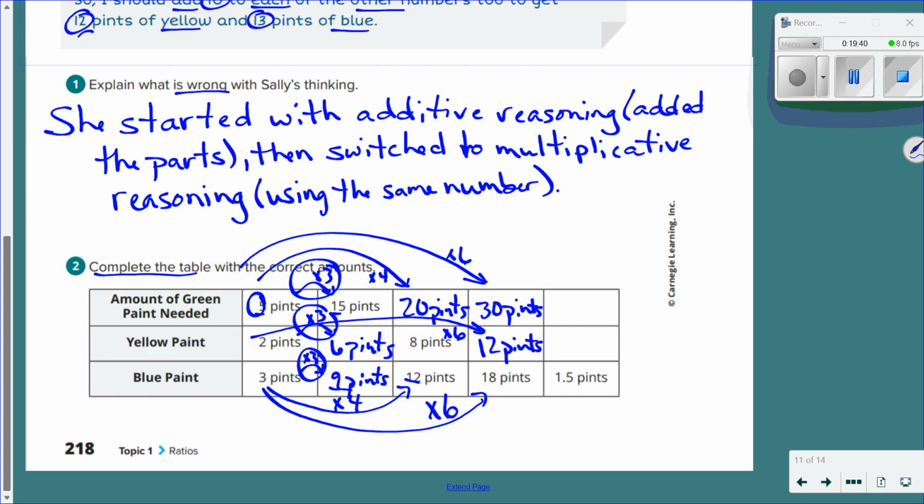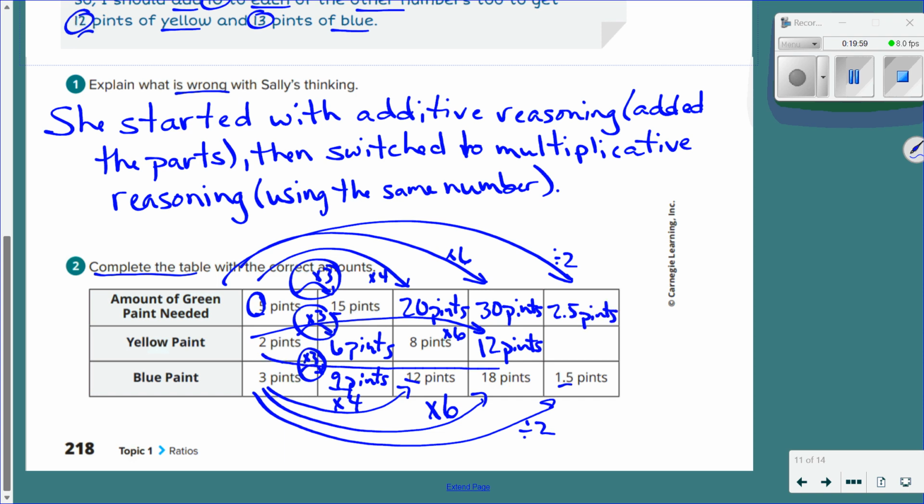Now the last one might have thrown a few of you off. 1.5. How do I go from 3 to 1.5? Divide by 2. So I'm going to divide by 2. So I go back here, I'm going to divide by 2. That's going to give me 2.5 pints. And I come back to here, and I divide by 2, that's going to give me 1 pint. Okay, questions on this one?